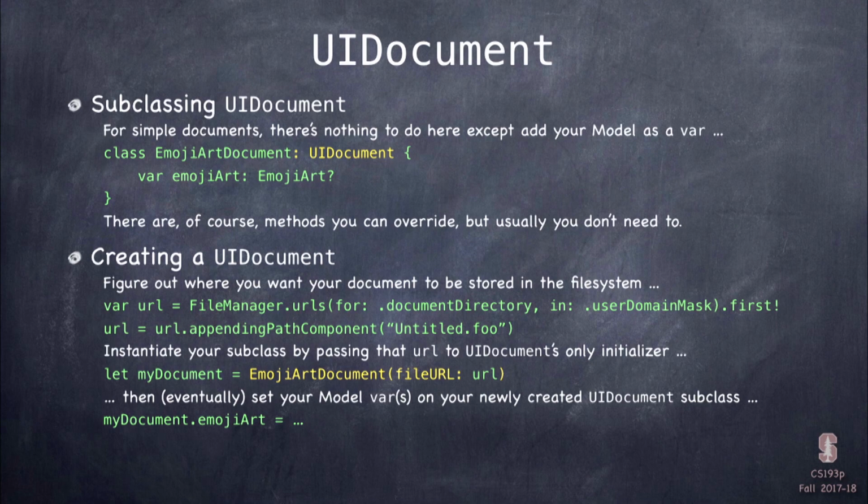The user goes to where they want the file to be, and they say create document, and it gives us a URL, and we just call this to create our UI document. Okay, now once we've created our UI document, we're going to set that var that I defined at the top of the screen there. We're going to set that model in there, and then UI document's going to take it from there. It's going to read and write the file and everything.